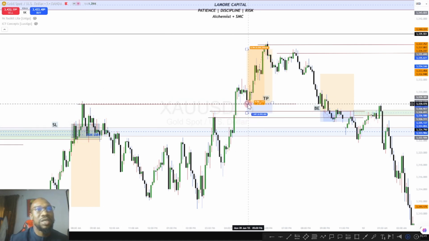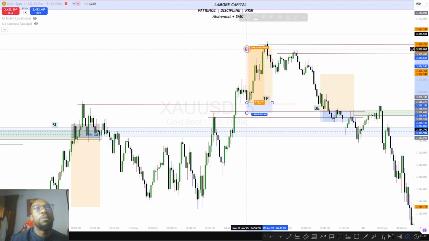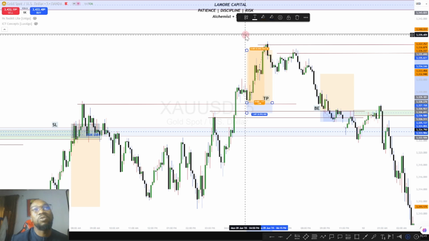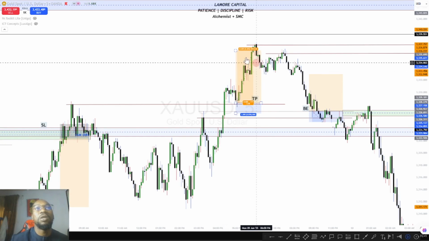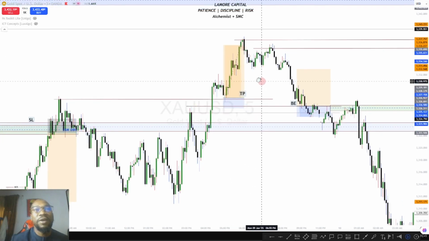Irrespective, the market came, tapped me in, took out the liquidity, tapped me in, and started going our way immediately. And why I took TP here was because we have another double engulfing as our resistance on the higher time frame here. And what did the market do when it came? Gave us our TP and immediately started reversing.